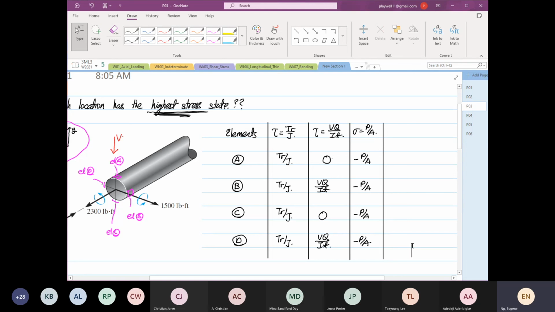The next one is due to bending moment, where normal stress is equal to My over I. In this case, you have to be very, very careful, because now you have to know what is tensile and what is compression. The 1,500 pound-feet is acting this way. This will be compression.